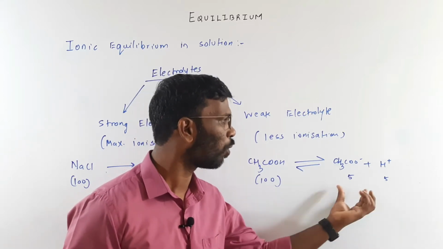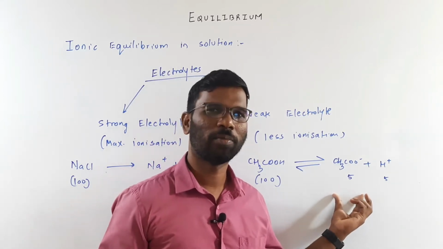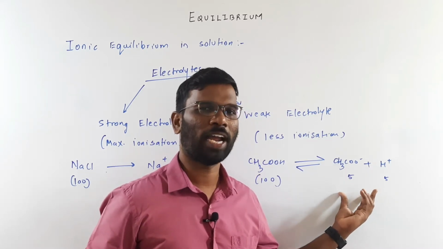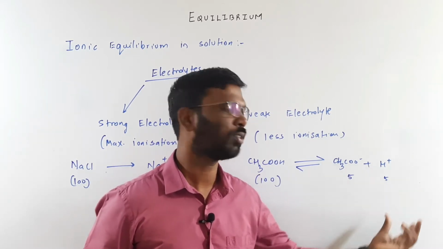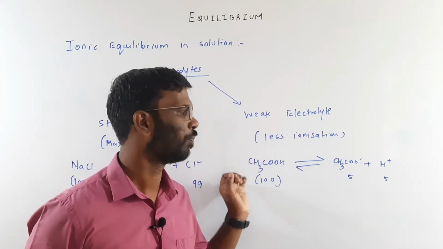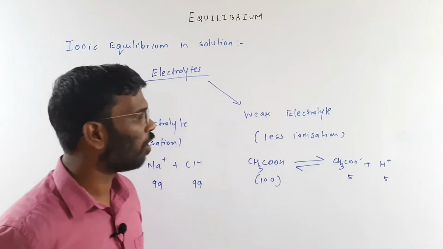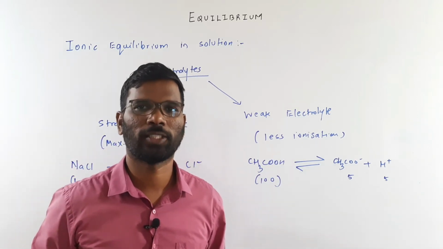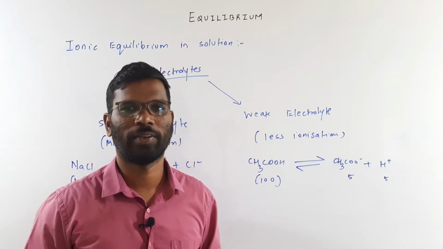Means at equilibrium, if you check at any time, you will find that there are 5 acetate ions and 5 H plus and 95 acetic acid at equilibrium, right? So this is the meaning of weak electrolyte. A weak electrolyte shows an equilibrium reaction because there is no complete ionization.